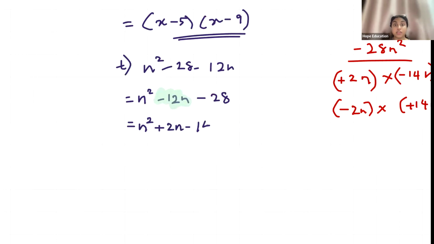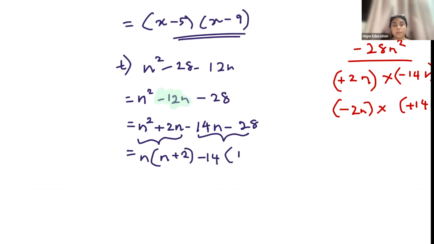So let's simplify. You get the common term out of these two. So we get n plus 2. From this, the common term is minus 14. I take it out. I get n plus 2. Then we have n plus 2, n minus 14. Is this clear, Lamai?